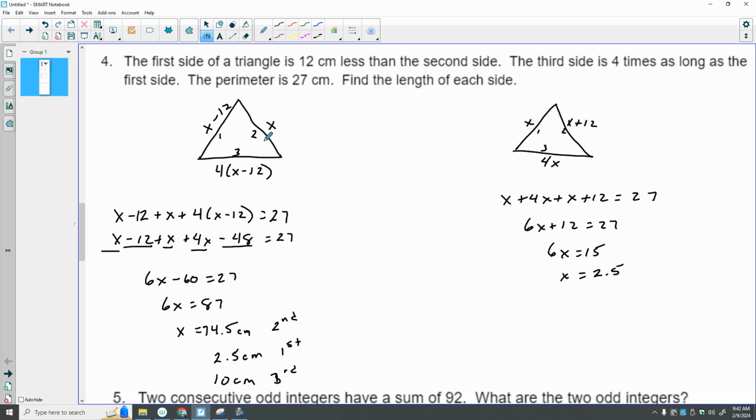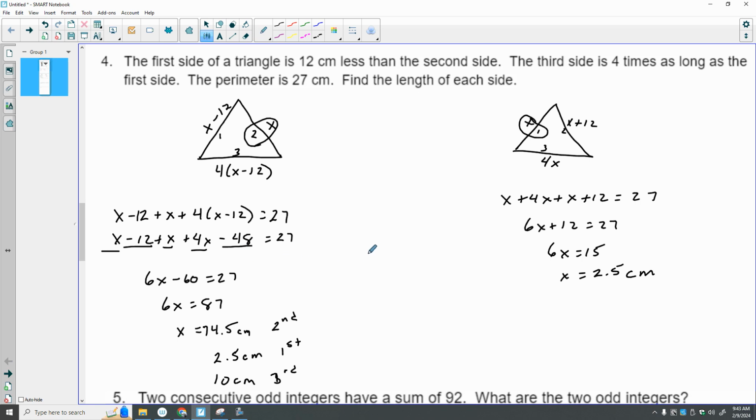Because my x represents something different. X here is the second side and x here is the first side. So now let's check. Is my first side the same in both scenarios? Yep. 2.5, 2.5. They are. That's why it's super important for you to understand what is my x representing. Or when you write your equation, what does your x represent? So that when you solve, you know what you found.